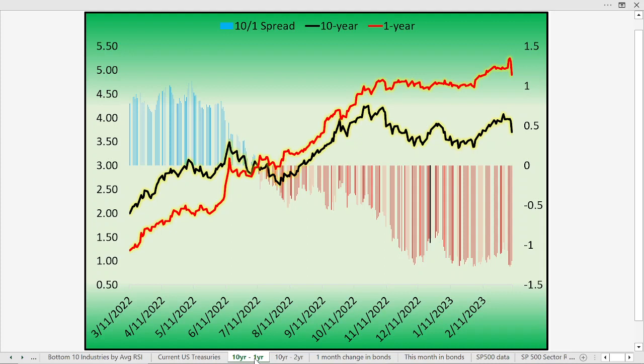And we've done quite a bit more in terms of studies into the inverted bond yield curve condition on our channel over here if you're curious. But we're going to continue to watch these numbers and many more very closely.